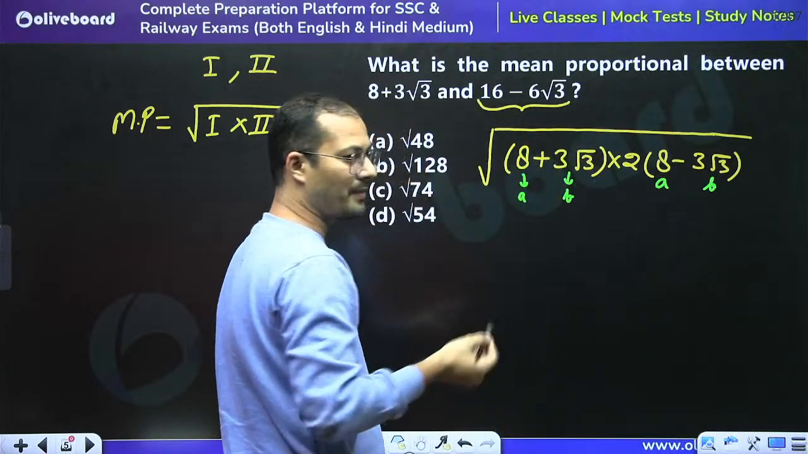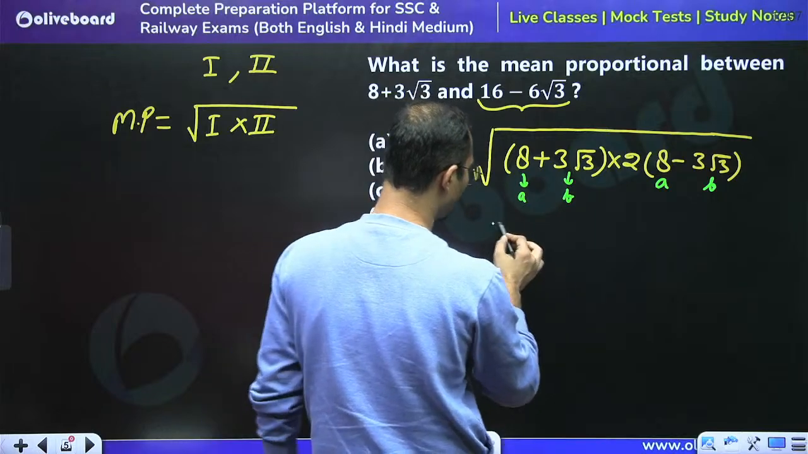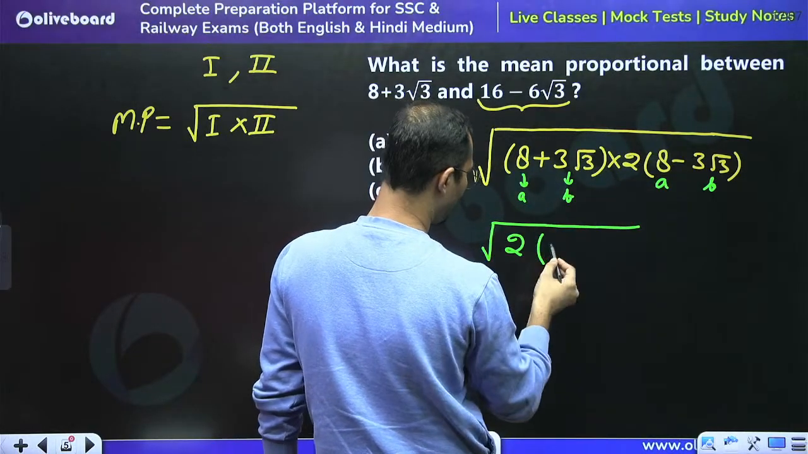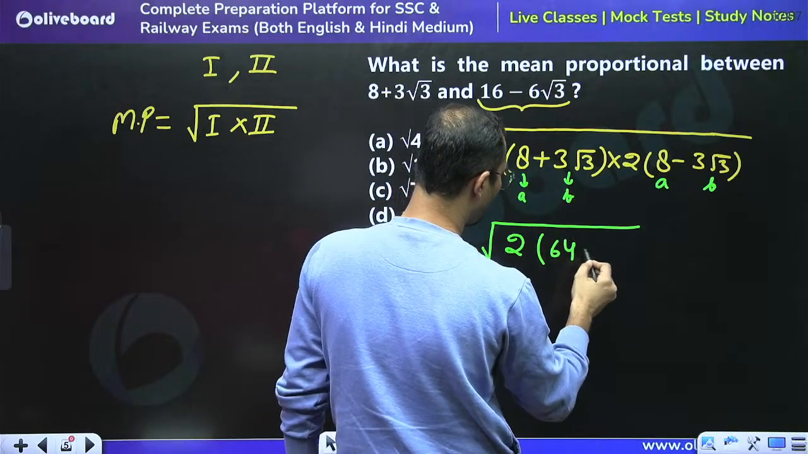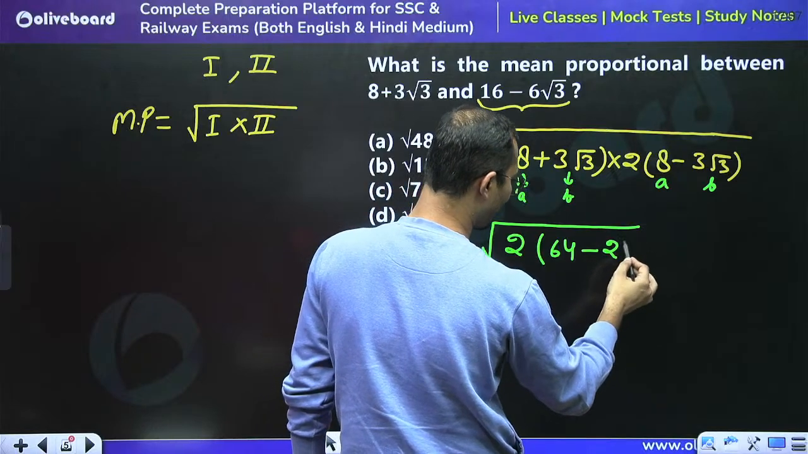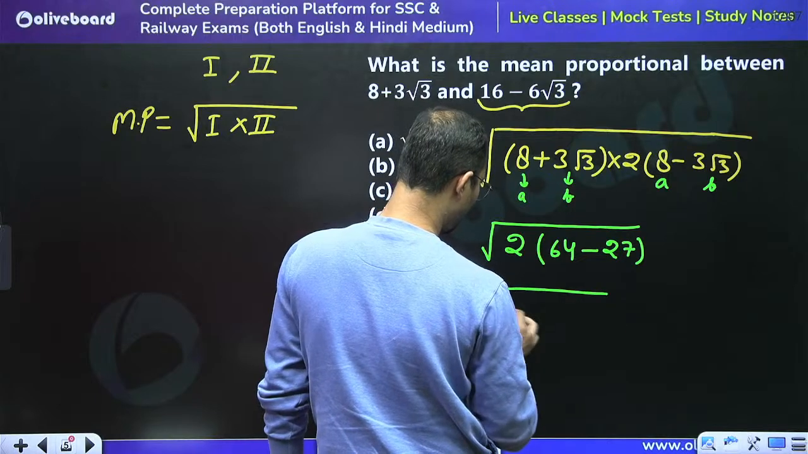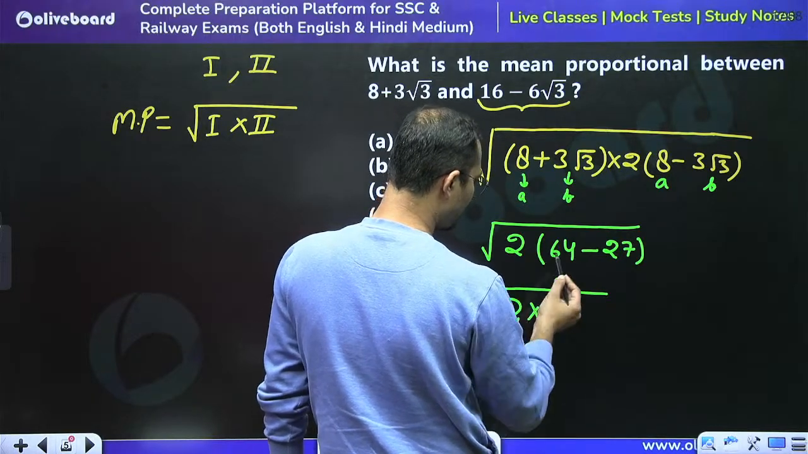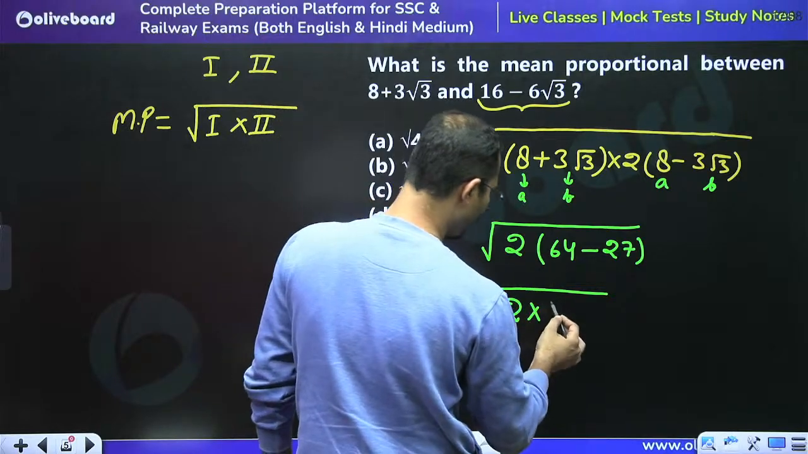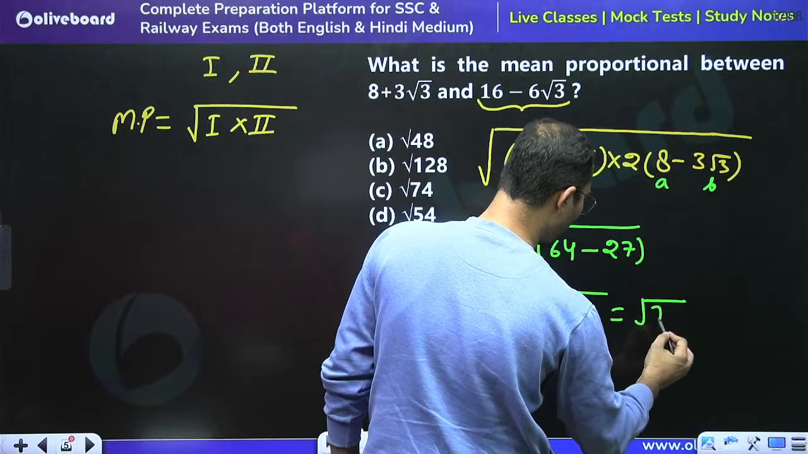So here we can apply the basic formula of algebra: (A plus B)(A minus B) gives A square minus B square. So simply we can say that 8 square is 64, minus (3 root 3) square. 3 square is 9, 9 into 3 is 27, right? So we can say that root 2 into (64 minus 27). So 64 minus 27 is going to be 37, right? So 37 into 2, so root 74 is the right answer.